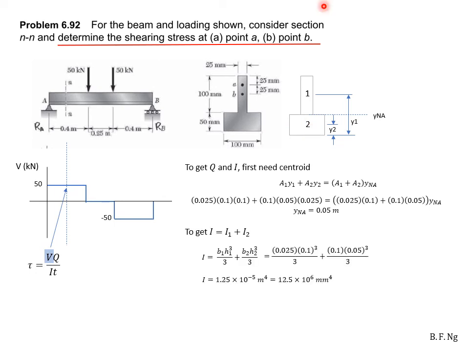To obtain moment of inertia, we will use the moment of inertia equation about the base of a rectangle, which is bh cubed over 3. We will find the moment of inertia for section 1 about the base over here, and moment of inertia for section 2 about the base over here. As both of them share the same axis, therefore we can sum them together and obtain the moment of inertia as such.